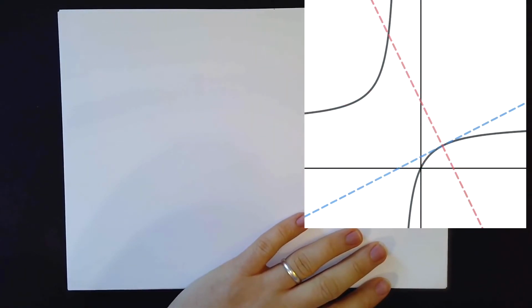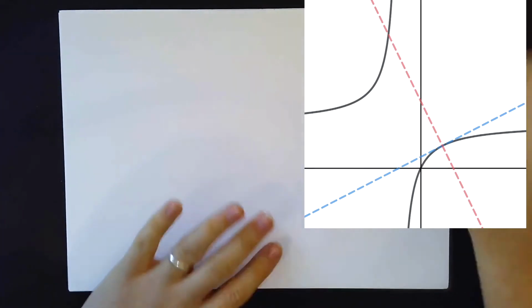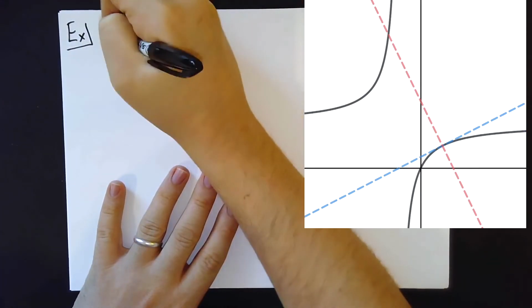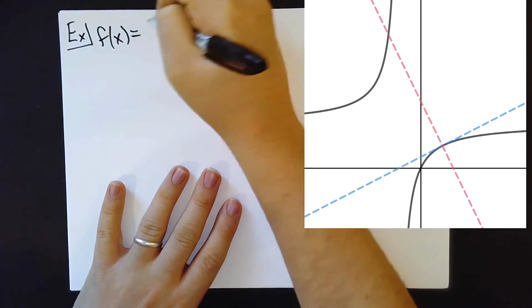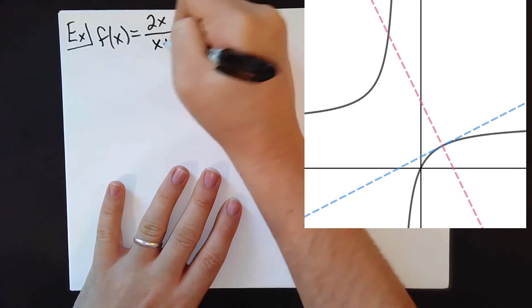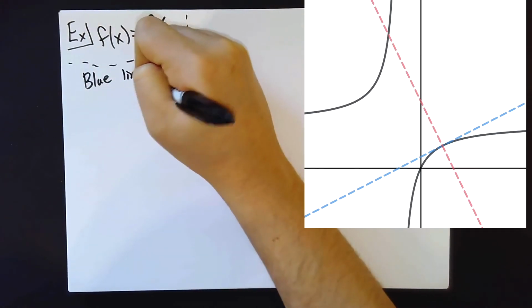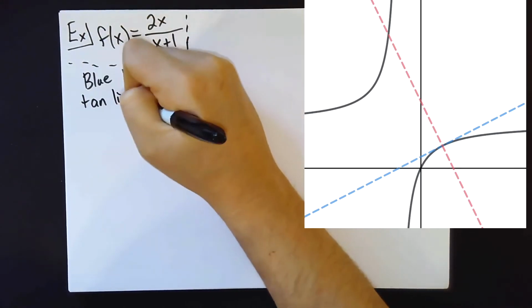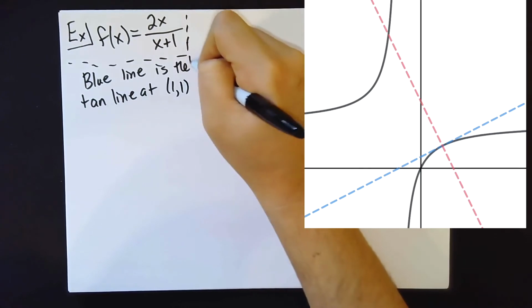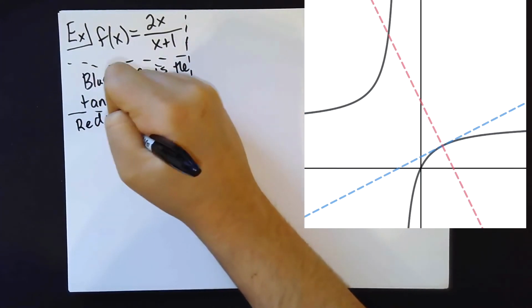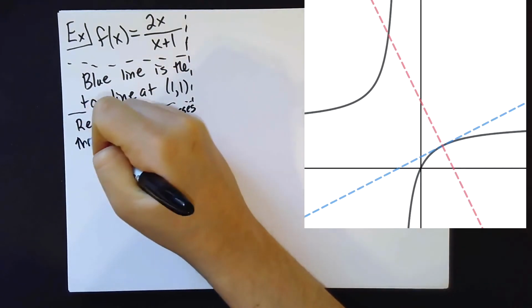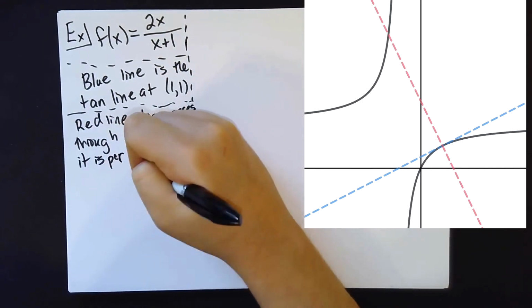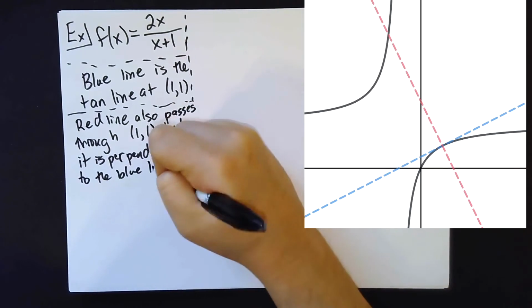Our last example of the day concerns this graph, where there's a lot going on, so I want to describe what's going on, and then as I describe it, I'll also say what the question is. So first of all, the function in the graph is 2x over x plus 1. And the blue line is the tangent line at 1, comma 1. And the red line also passes through 1, comma 1, but it is perpendicular to the blue line.